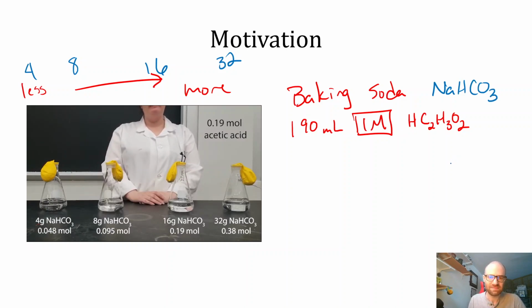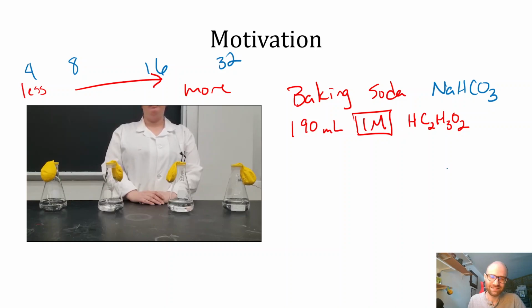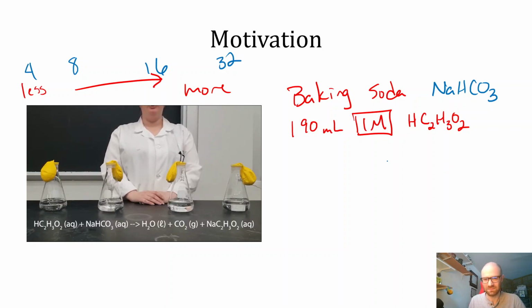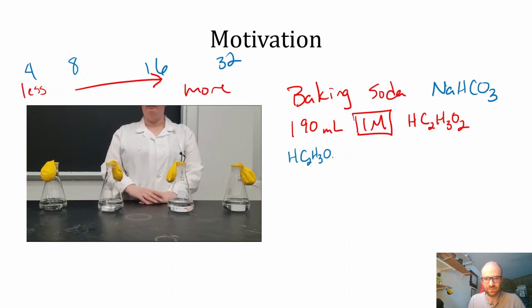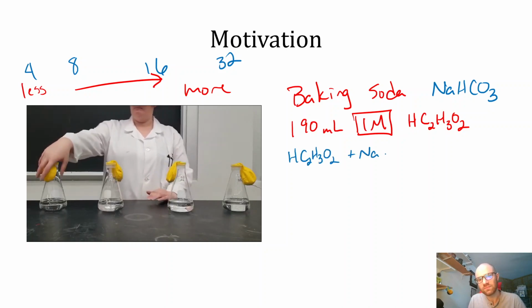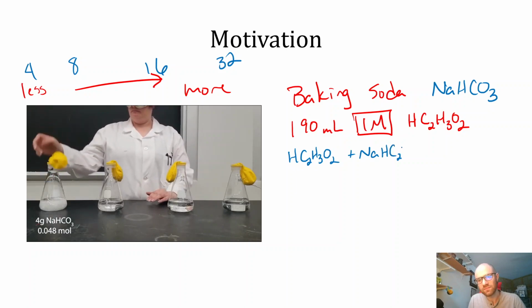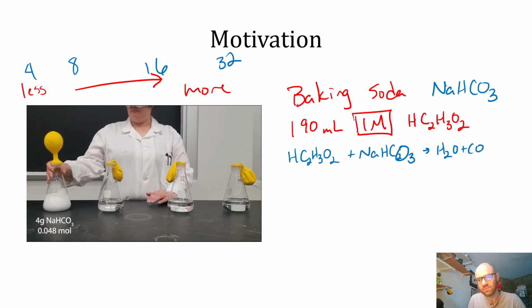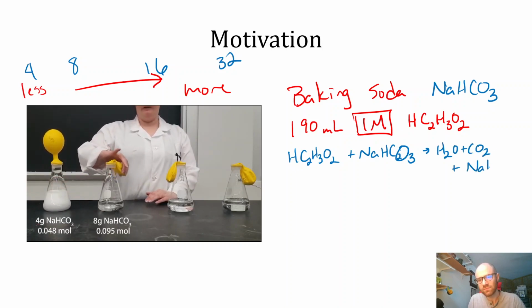Can you determine the limiting reactant for each flask? If you want, you can. Acetic acid and sodium bicarbonate react in a 1-to-1 ratio to produce carbon dioxide. Let's do each of these reactions and compare the sizes of the balloons. First, 4 grams. Next, 8 grams.